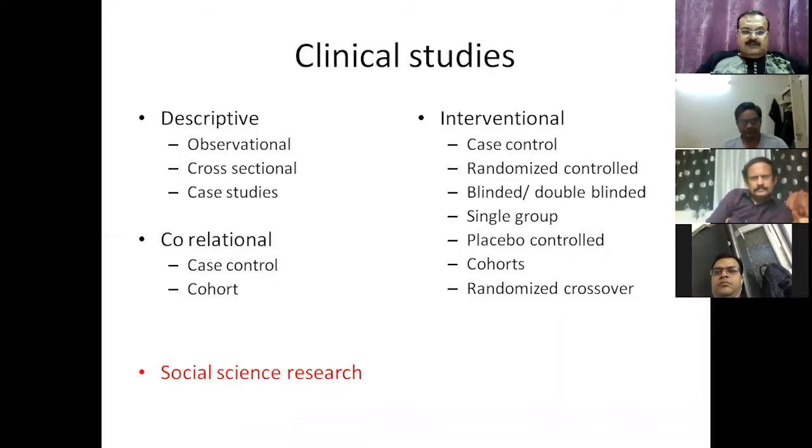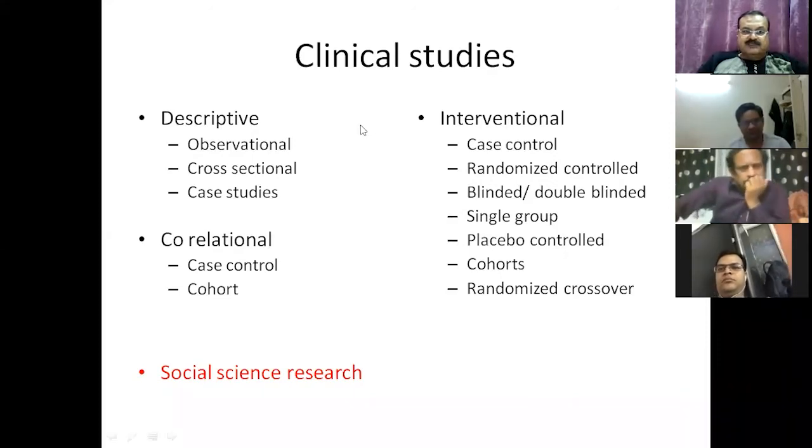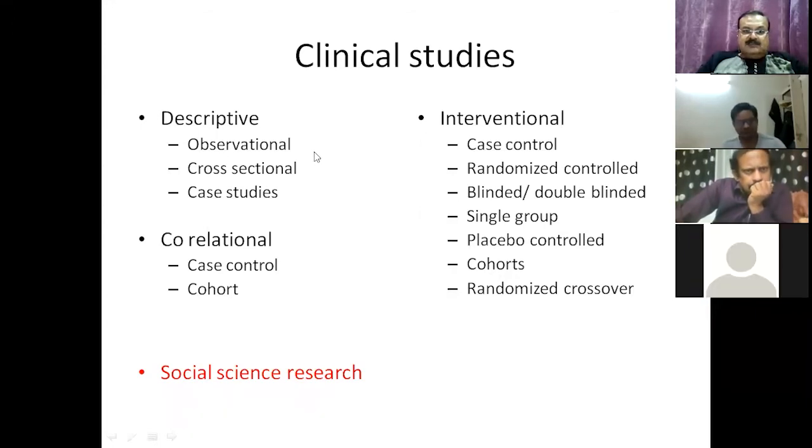Simple classification: observational and interventional. Look at the kind of studies that we do. Most of the descriptive studies that we come across are observational studies. There are some which are called cross-sectional studies, and the case studies and the case reports that we publish are all types of descriptive studies. There is no intervention being done in most of them, but case reports or case studies can be interventional also. And interventional studies can be randomized, blinded, double blinded.